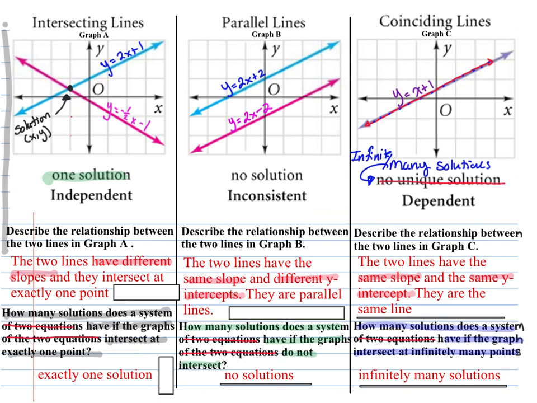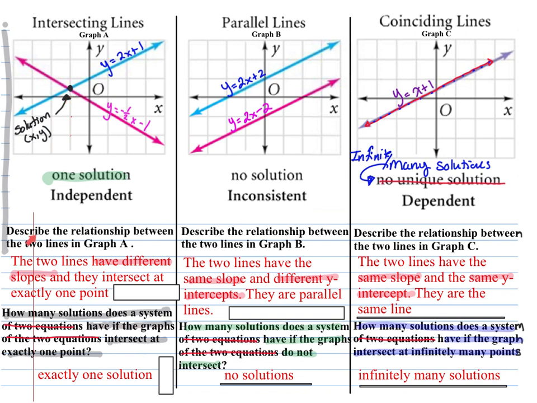So for intersecting lines, when they intersect, they cross at one point. That point is your solution. If you look at both of these lines, the equations that I made up to go with them have different slopes. They could have the same y-intercept, but they have to have different slopes so they can actually cross. So if your equations have different slopes, you will get one solution.